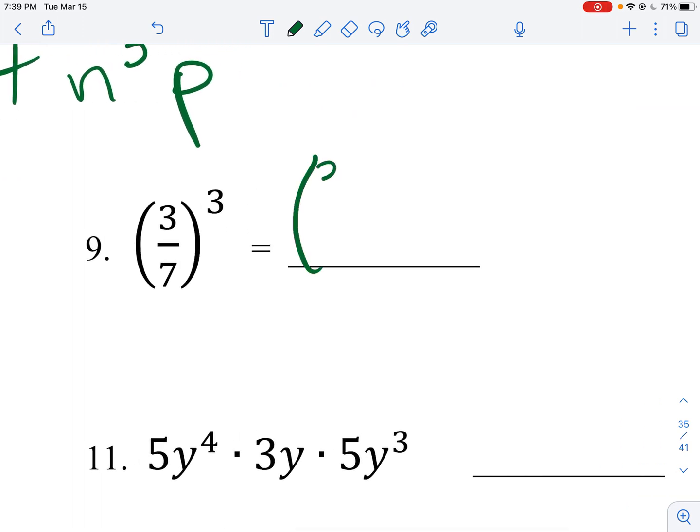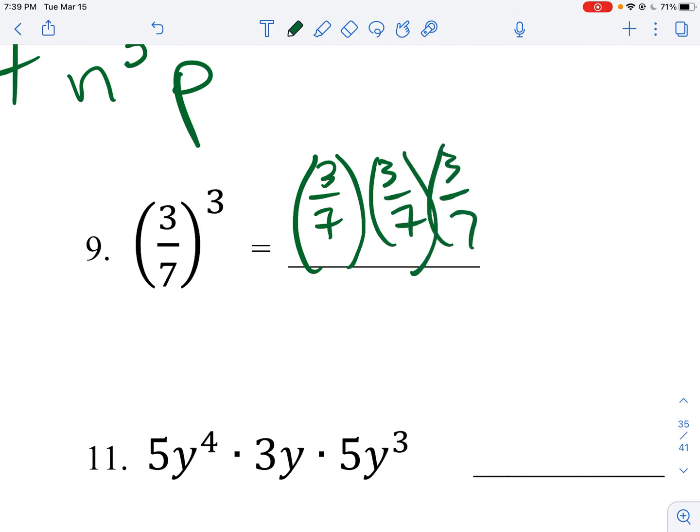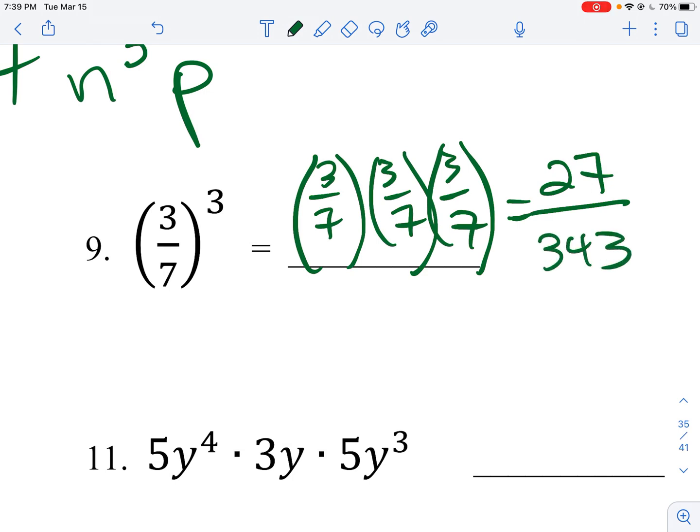Over here, 3 over 7, 3 over 7, 3 over 7. 3 times 3 times 3 will get me 27. 7 times 7 is 49. 49 times 7. Yeah, that's what I thought it was, but I wasn't positive.